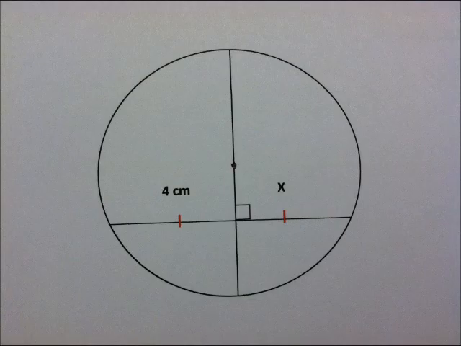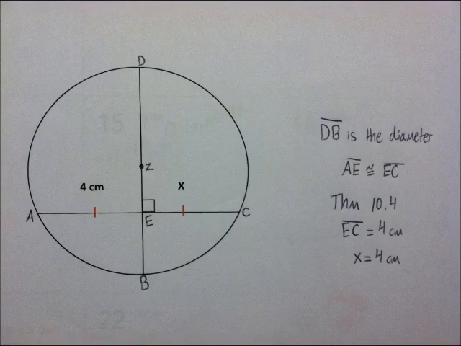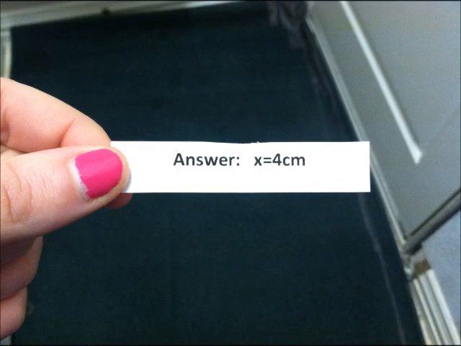Let's look at this circle now. We have two chords that are perpendicular to one another. Let's label it to make things easier. We see that DB is the diameter because it passes through point Z, which is the center of the circle. We also know that DB is the perpendicular bisector of AC because AE is congruent to EC. Now we can use Theorem 10.4 to find x, which is the length of EC. If AE is 4 centimeters and AE is congruent to EC, then EC is 4 centimeters, which makes x 4 centimeters. Here's the dealer's answer, and it's the same as ours, so I guess he's not our guy either. Let's keep going.